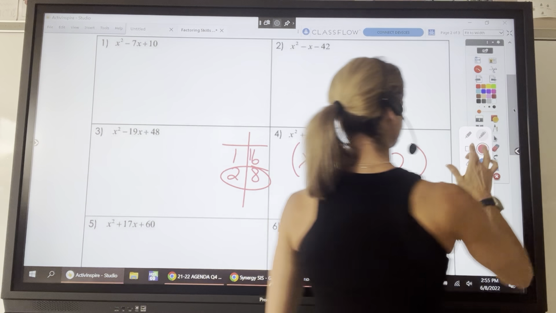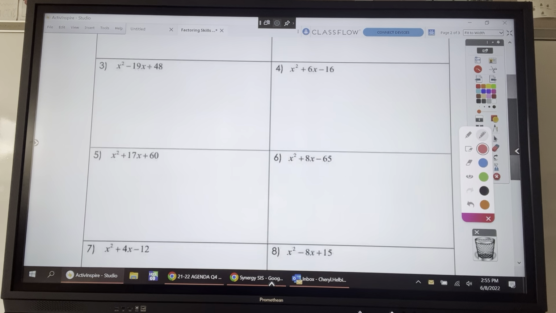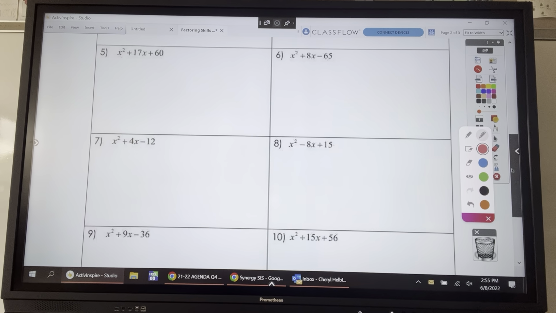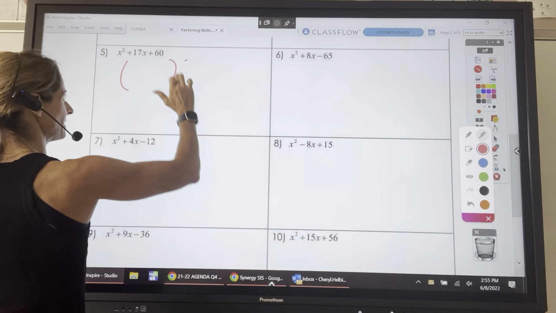Number 5. Do you guys remember learning this last year? No. At all? Nothing? You didn't do this in Algebra 1? I don't remember anything from last year. So glad we're doing this.